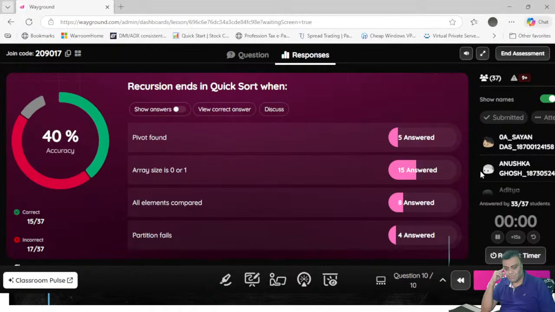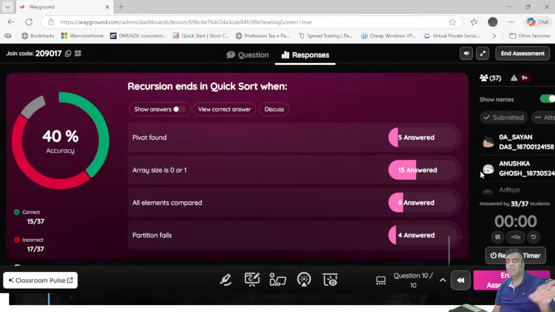Recursion ends in quicksort when the array size is 0 and 1. All elements are compared. Now, when all elements are compared, it doesn't mean the array size has become 0 or 1. I could compare all the elements in one layer. Does it mean the next layer doesn't exist? The next layer has some more array, sub arrays are there. I will compare that also. Next layer, one more array. Till what? Till the array size becomes 0 or 1. Right? At the last layer, I will have the array become 0 or 1.